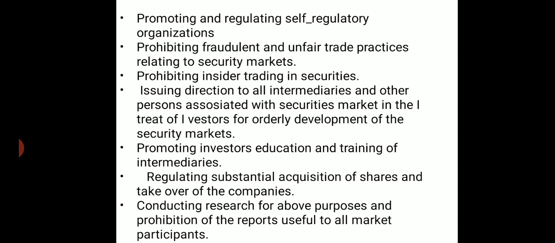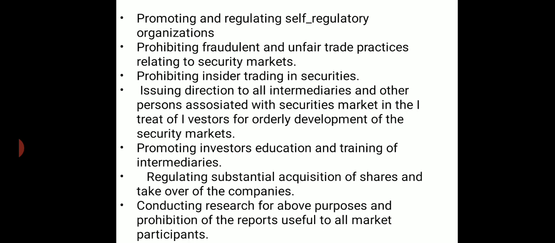And the knowledge of investors is a very important factor for smooth functioning. And next, regulating substantial acquisition of shares and takeover of companies. SEBI is regulating the acquisition of shares and takeover of companies, etc. And conducting research for the above purposes and publishing reports useful to all market participants. And many more functions are available.